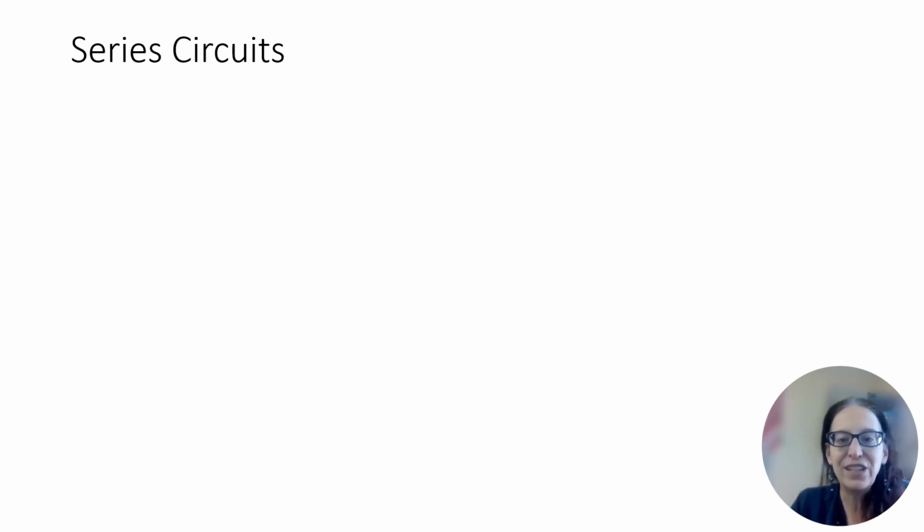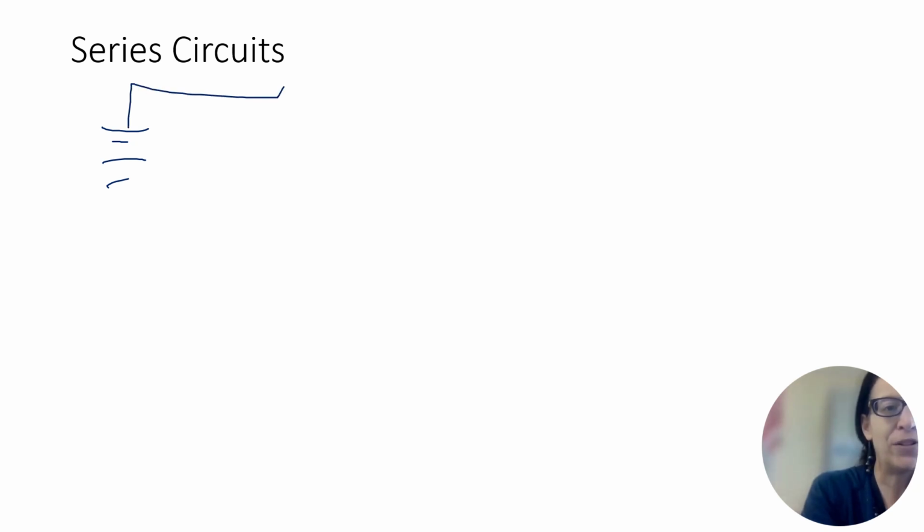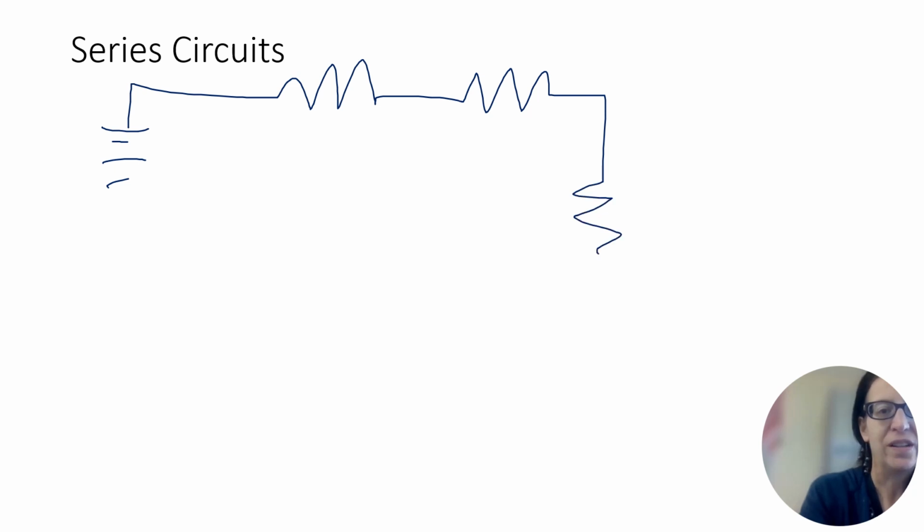Now, a series circuit. So series, if you think of a television series, you have episode 1, episode 2, episode 3, episode 4. Like they're sequential. You don't watch multiple episodes at the same time, at least not in the world I live in. So a series circuit is something like this, where you'd have your power supply, and then you would have your resistors all in a row, okay?